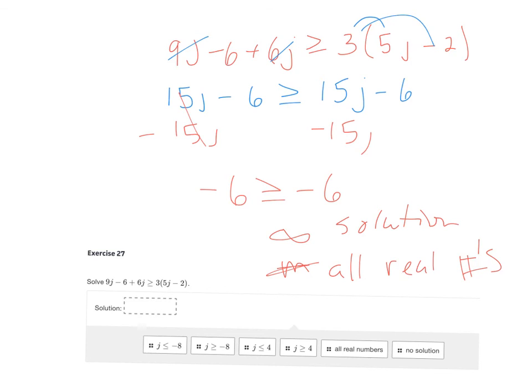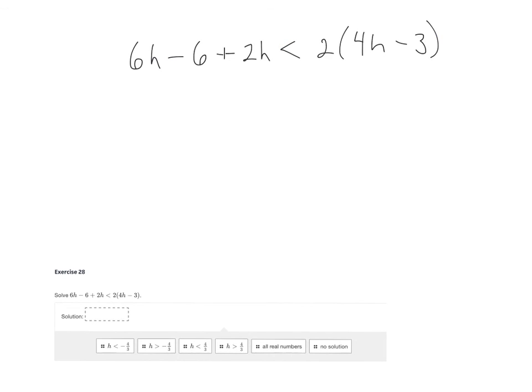One more to go. All right, on the last one here, we're going to start by combining some like terms. So on the left, I've got 6h and I have 2h. We put those together, we would get positive 8h. Minus 6 is less than distributing 8h minus 6.